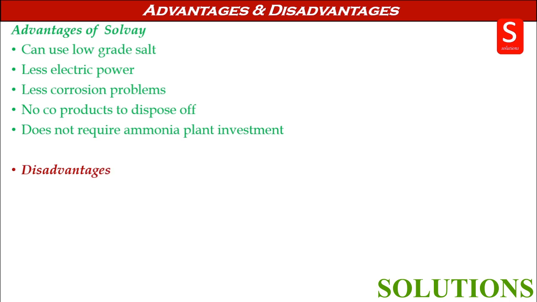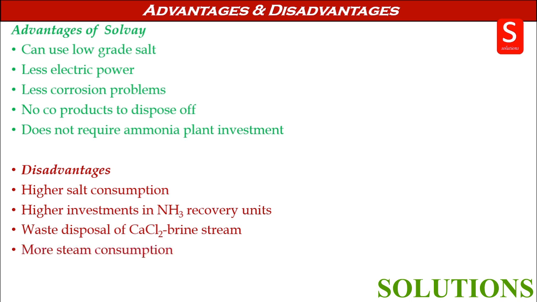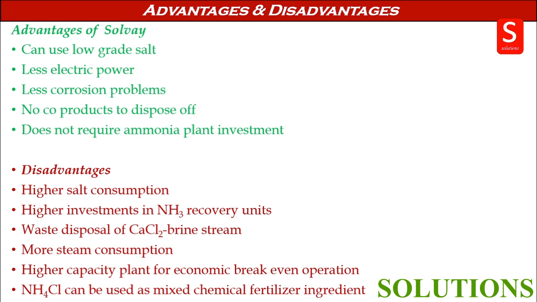Disadvantages: higher salt consumption, higher investments in NH3 recovery units, waste disposal of the CaCl2 brine stream, more steam consumption, and a higher capacity plant is needed for economic break-even operation. NH4Cl can be used as a mixed chemical fertilizer ingredient.